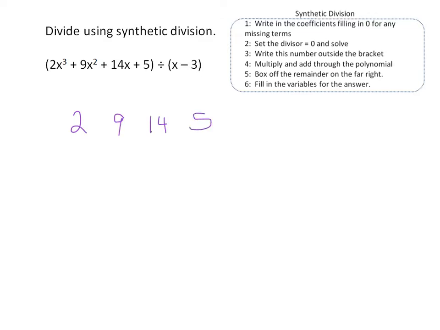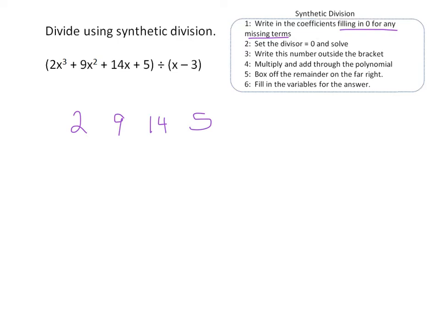Now, notice it said filling in 0 for any missing term. Well, what that means is if we think about standard form of a polynomial as we have here, we have x to the third, x to the second, x to the first, and then our constant, which is technically x to the 0. So 3, 2, 1, 0, which means we're not missing any terms. If we were missing, for example, this whole term, we would have to fill in a 0, and I will show an example of that later.